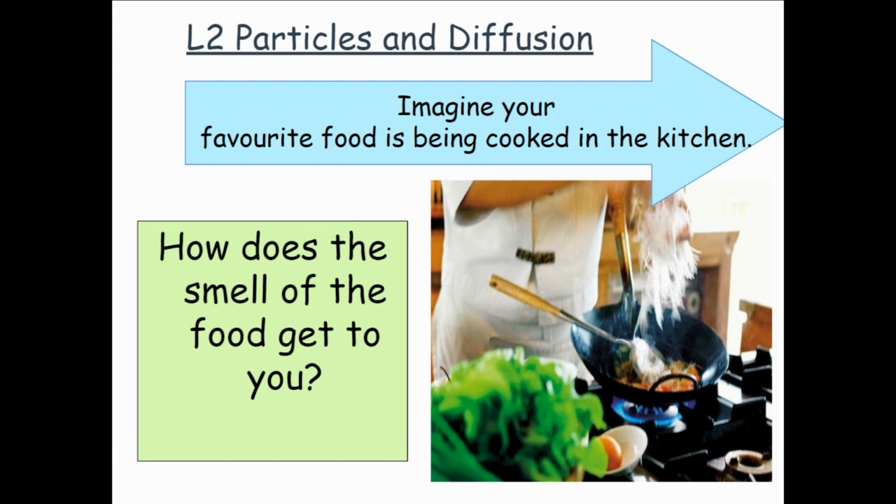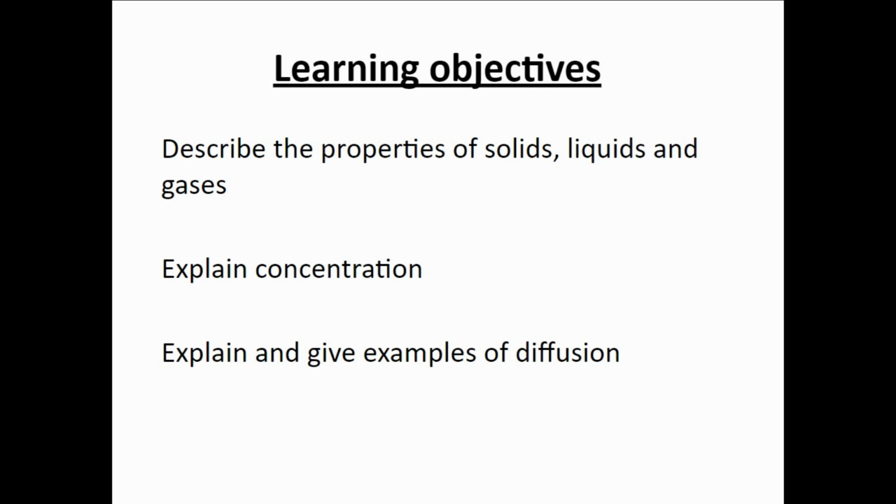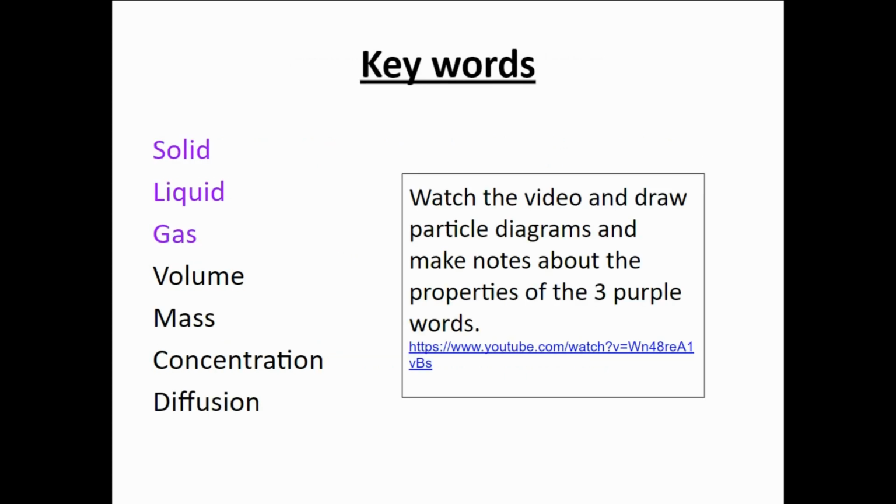Now that you've completed the quiz, you're ready for lesson 2, particles and diffusion. Imagine your favourite food is being cooked in the kitchen. How does the smell of the food get to you? Have a think about that. Pause the video. Today's learning objectives are: describe the properties of solids, liquids and gases, explain concentration, explain and give examples of diffusion. Keywords for today are solid, liquid, gas, already visited in the starter, volume, mass, concentration and diffusion.